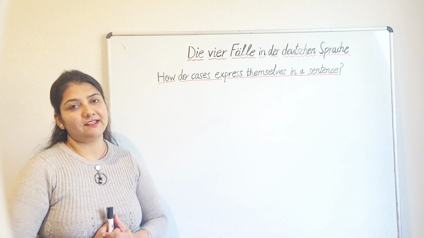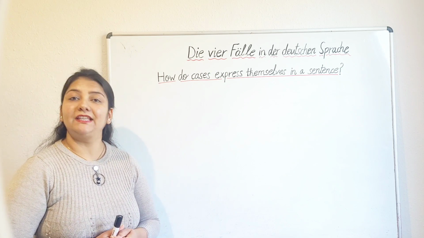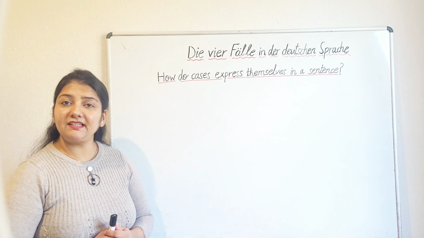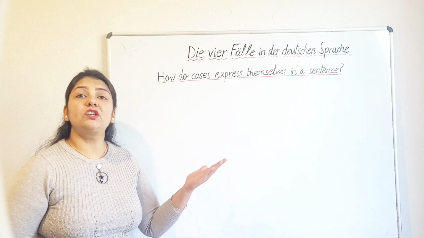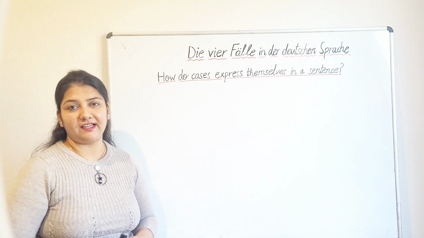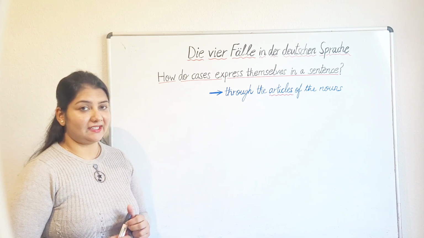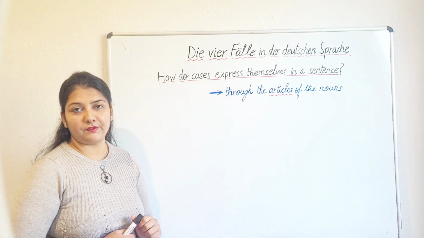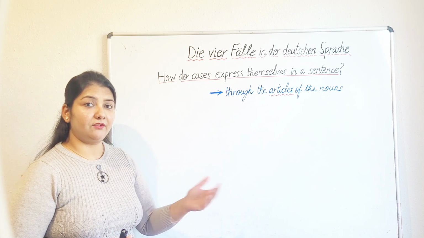Till now, we have learned the four cases in the German language: der Nominativ, der Akkusativ, der Dativ, and der Genitiv. But how do these cases express themselves in a sentence? How do the nouns change so that we can recognize in which case these nouns are in a sentence? Let's learn this. So, the cases of the nouns in a sentence are expressed through the articles of the nouns. These articles change when the noun changes its case, right?